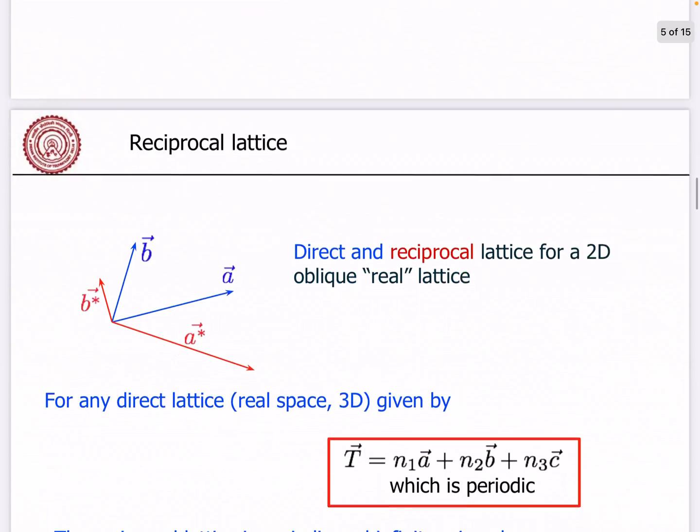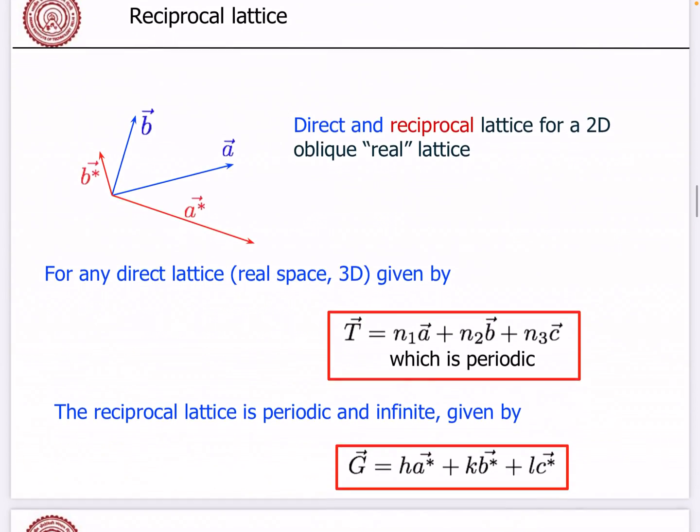Now let us see what happens. Let us consider an oblique lattice, given by these primitive vectors A and B, right? It's an oblique lattice. And then the reciprocal lattice would be A star, B star, where A star would be perpendicular to B, and B star would be perpendicular to A. So this is given by the definition that we have discussed in the last slide. So if you know A, B, etc., then you can determine the reciprocal lattice points using these vectors A star, B star, etc. So this is the two-dimensional case for an oblique real lattice.